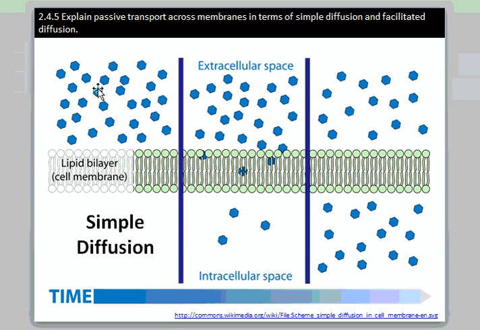We have simple diffusion. Simple diffusion is just diffusion across the membrane. You can see that we have all these particles up here on the top left and none inside the cell. In the middle column, you can see the cell's membrane, and we can see the particles slowly diffusing across the membrane.